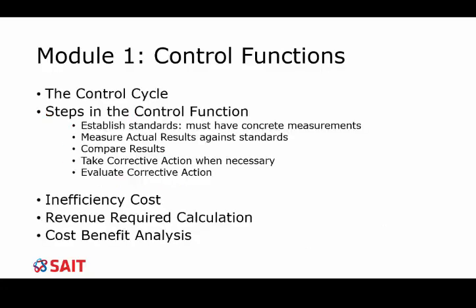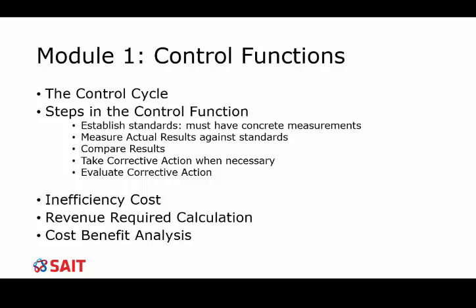So module 1, let's get to there. That was our control functions. We talked about the control cycle. We looked at the steps in the control cycle: establishing standards, measuring the actual results against the standards, and comparing those. If we had variances between the actual and the standard, were we able to take corrective action to fix those? And then based upon our evaluation, was it successful or not?